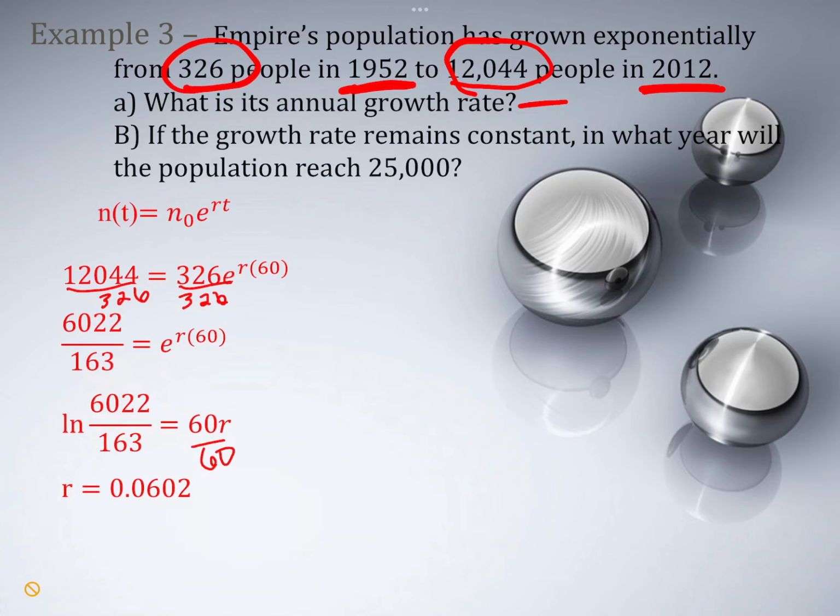0.0602. Whenever you're rounding your rate, always round to 4 decimal places. That way, when we change it into a percent, we still have some decimals in our percent. So we know that we have our r's 0.0602. So this would be our answer to part A.